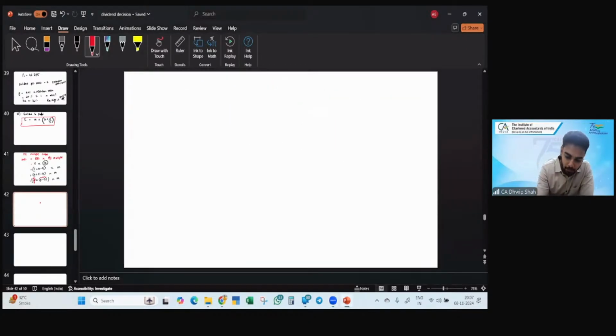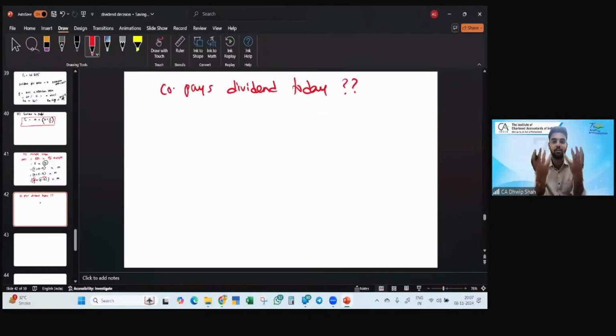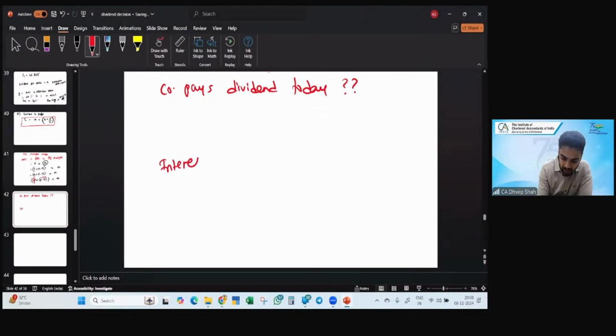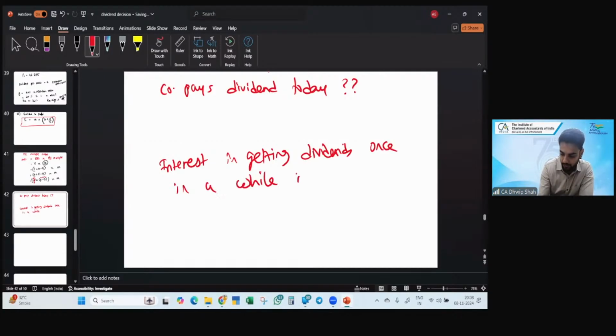One question is, if the company pays dividend to you all today, are you interested in accepting that dividend today? Means, are you interested in taking the cash today from the company? Or are you interested in getting dividends once in a while in future? Why once in a while? Because can I say retained earnings, E minus D, is nothing but retained earnings, correct?